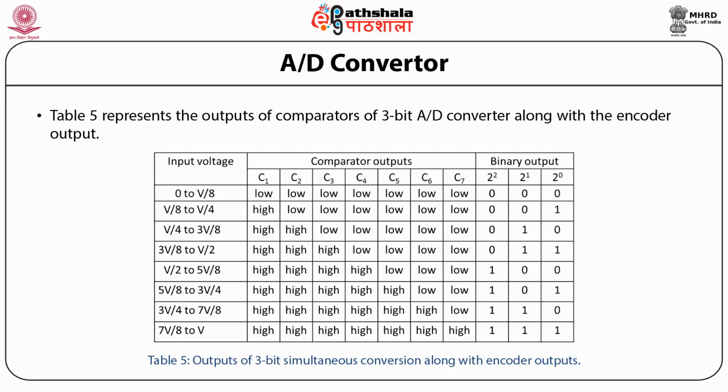For input voltage varying from 5V by 8 to 3V by 4, C1 to C5 are high and C6 and C7 are low. For the voltages 3V by 4 to 7V by 8, C1 to C6 are high and C7 is low, whereas in the last range, which is 7V by 8 to V, all the comparators give the output high. The corresponding binary outputs are also shown in the table.